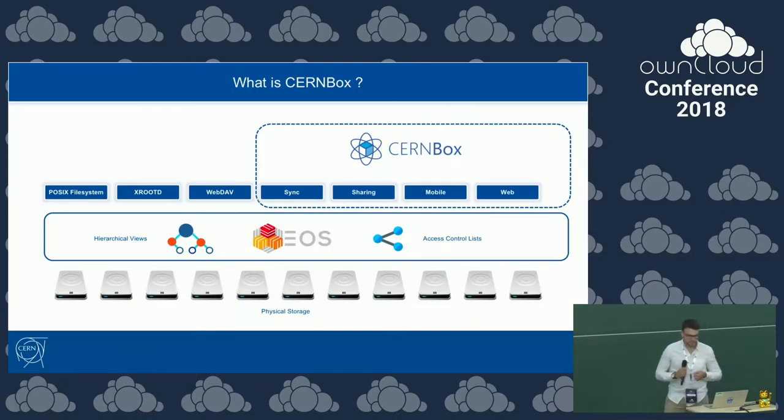So digging a little bit into the infrastructure, at the bottom you see that we have the physical storage, and EOS, the storage service, sits on top of this physical storage, providing a hierarchical view of the file system across different clusters of thousands of storage servers, and also provides a rich ACL set. EOS exports different access protocols to the storage, like a POSIX file system, the XRD access protocol for high-performance data throughput, and also WebDAV, and this is very important. What CERNBox adds on top of this is synchronization, sharing, mobile and web access.